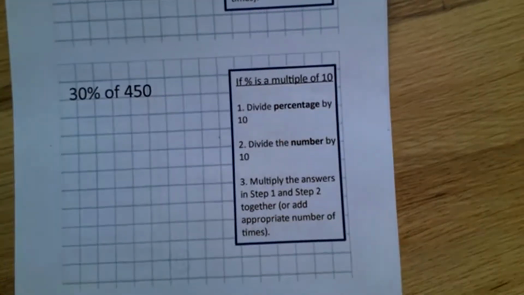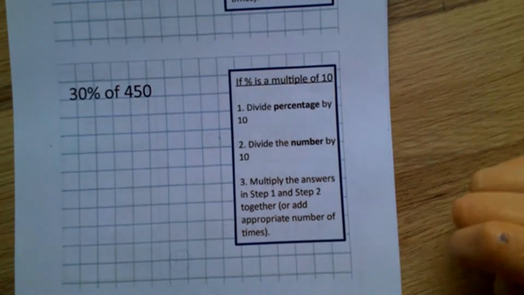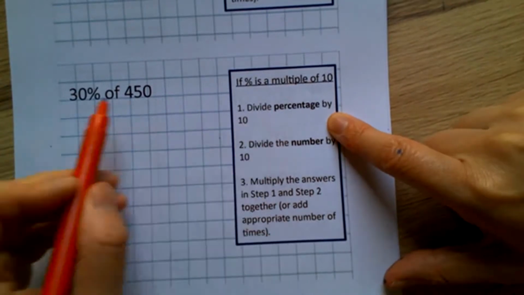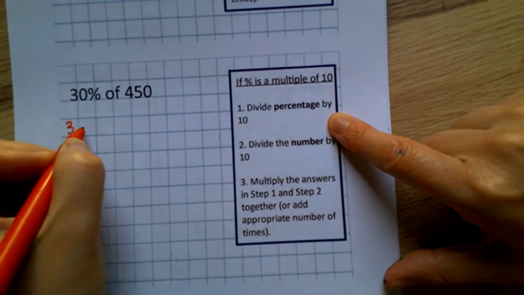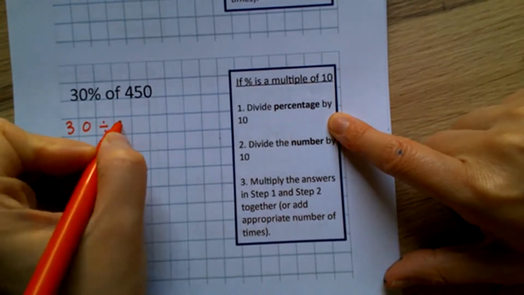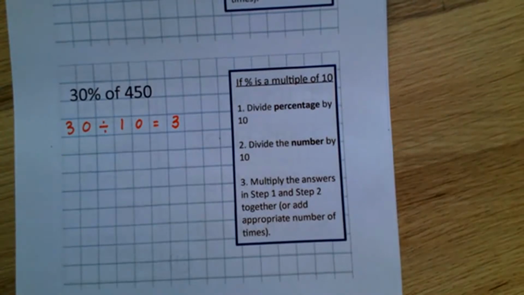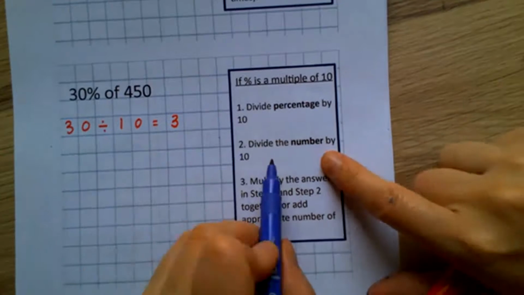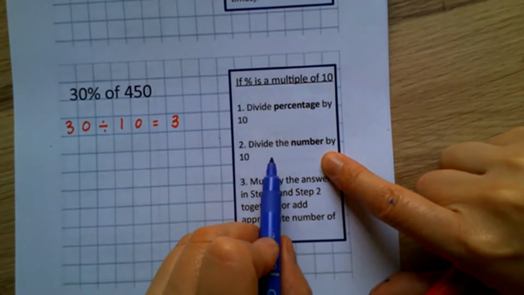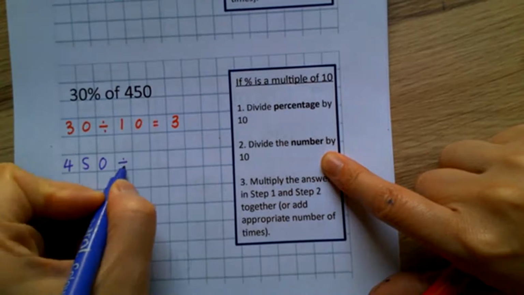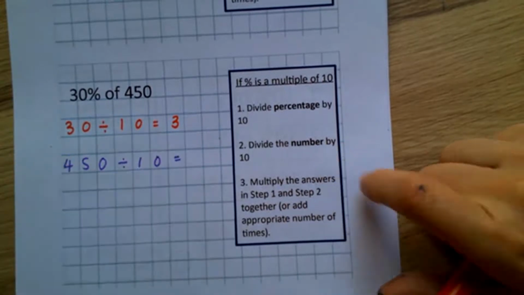And let's try another example. Can you read the first step to success for me? Good. What's my percentage? Excellent. So divided by 10 equals 3. Can you read the second step for me? Good. What's my number? Yeah, 450 divided by 10 equals.